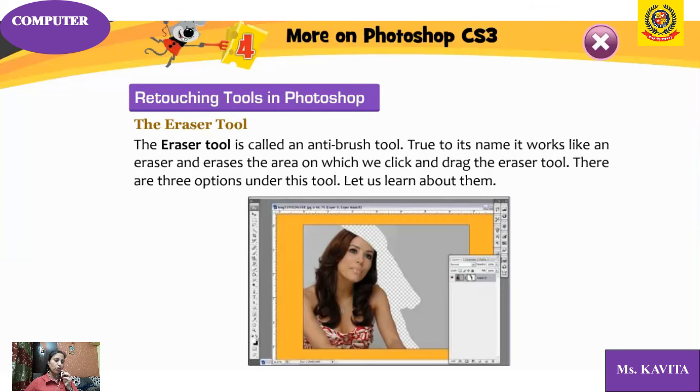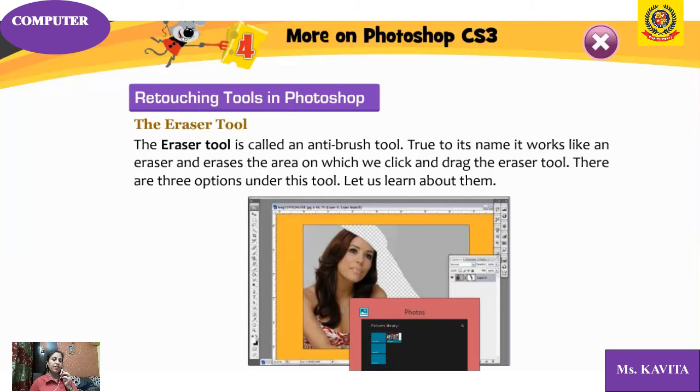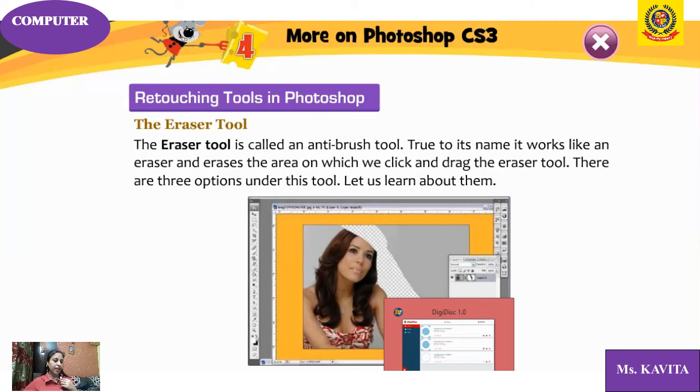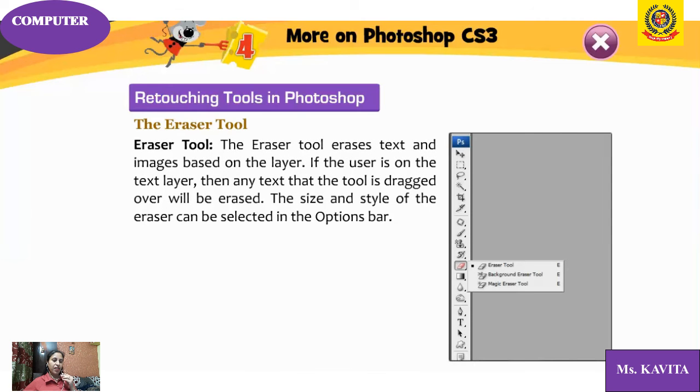The eraser tool is also called the anti-brush tool. True to its name, it works like an eraser on the area over which we click and drag. The eraser tool erases text and image based on the layer. If the user is on the text layer, then any text that the tool is dragged over will be erased. You must have used this in Paint. The size and style of the eraser can be selected in the options bar.